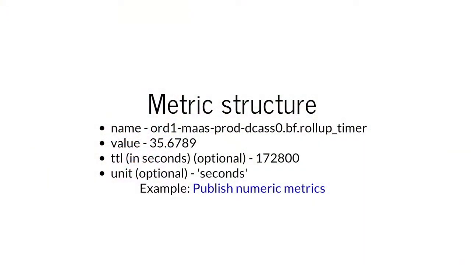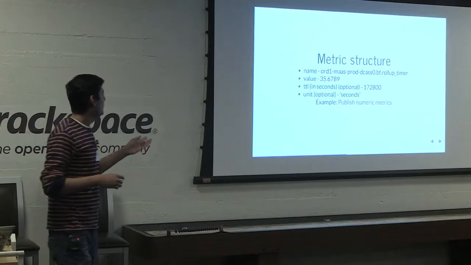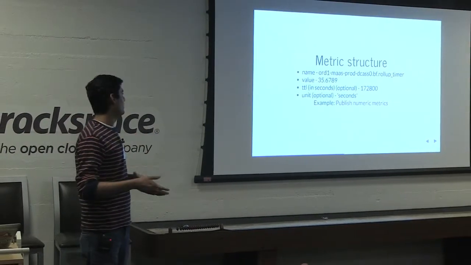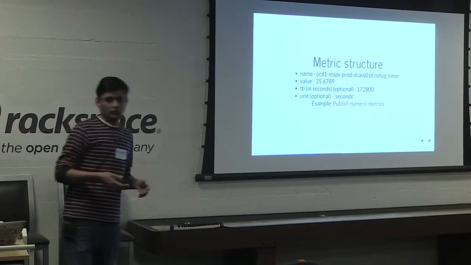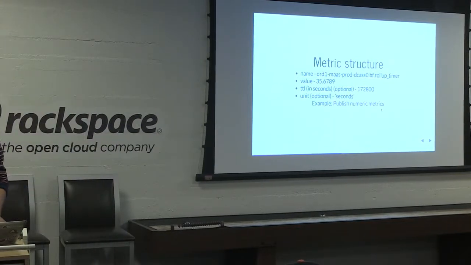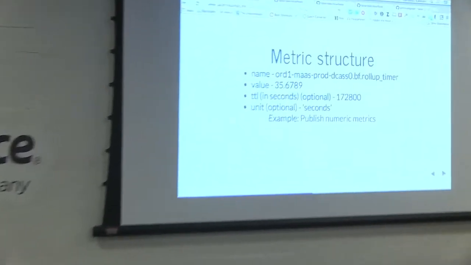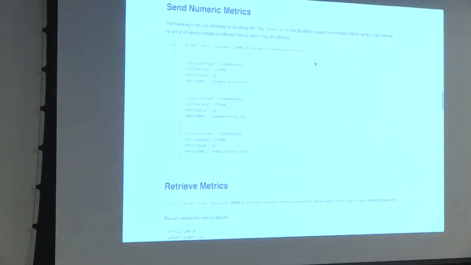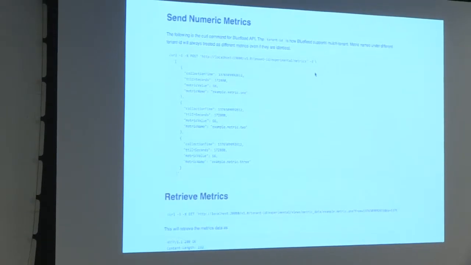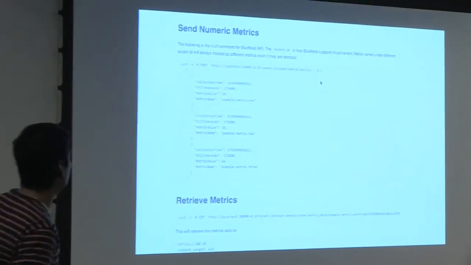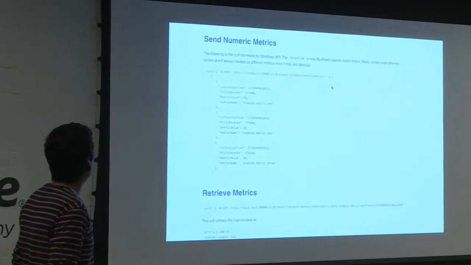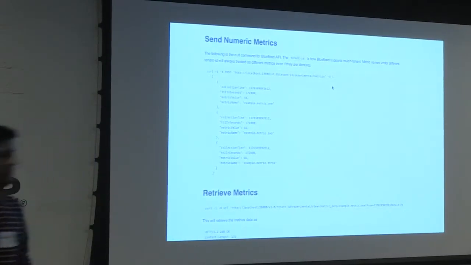So how does a metric actually look? The metric has a name like that, and a value, which is usually numeric. We support arbitrary precision there. And you can supply a TTL for the raw sample, and you can also supply a unit. If you click open this link, this is going to give you a curl command. Okay. So that's how you would do a post request to an instance of Blueflood running on your box. It's a very simple JSON structure.